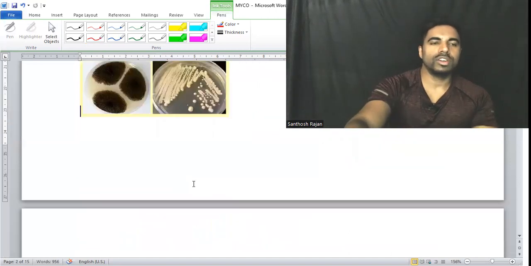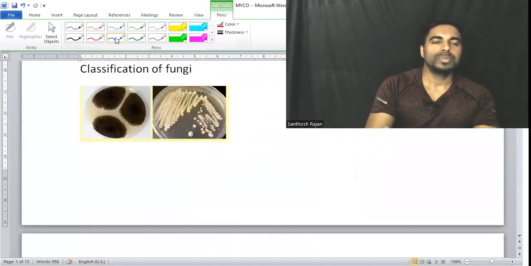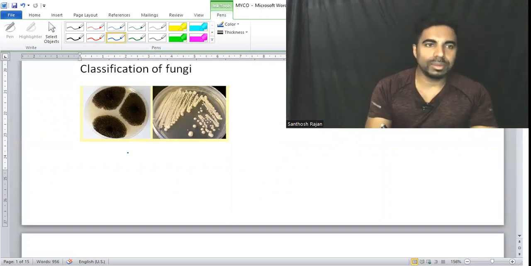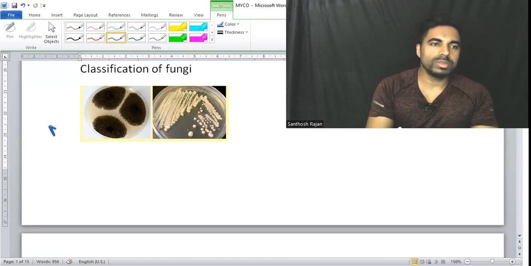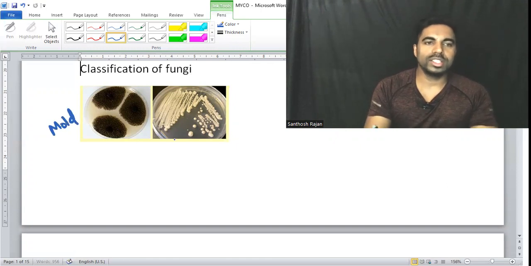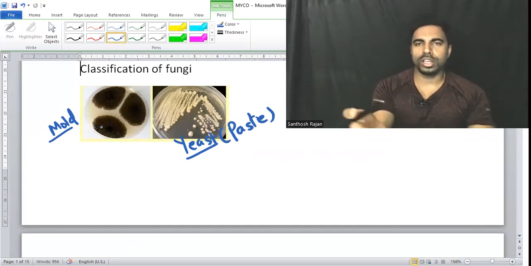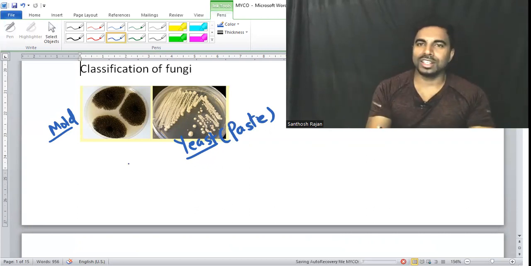Now, classification of fungi. See, the fungi look like this. Macroscopically, when you take the culture plate and see with the eye, there are usually two forms: either mold or yeast. Yeast is like a paste. Think of it like that. So two forms. Mold, you know, like bread. If you don't eat bread for a long time and leave it, a fungal growth appears on it. That is mold basically.